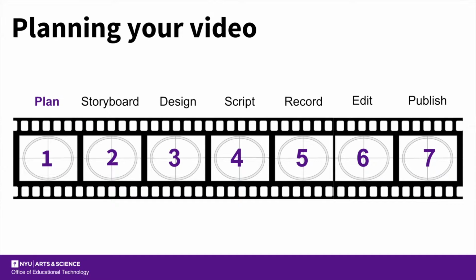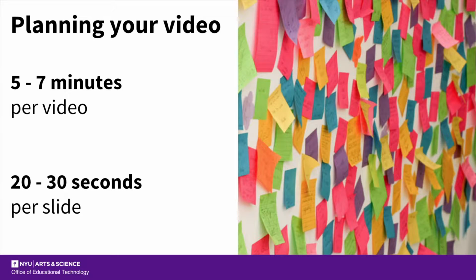During the planning stage, you'll outline the most important points you'll need to make during your video. Don't worry about the exact wording yet. That will come later. Aim to make your video 5 to 7 minutes long and try not to stay on the same slide for more than 20 to 30 seconds. Even then, try to add movement every 10 seconds or so in order to keep your viewers' attention.